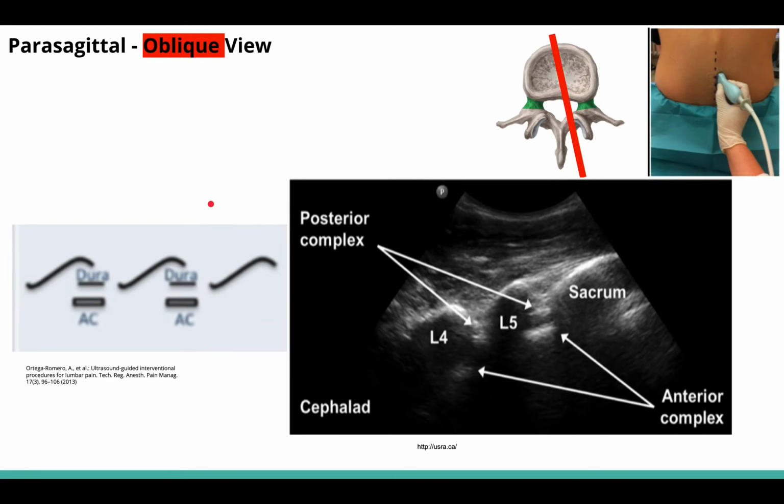So look at another picture here. This one has less labeling, so you can have a more realistic view of what it actually looks like. Again, this hyperechoic structure is your lamina. The more superficial line is your posterior complex, and the deeper structure here is your anterior complex.